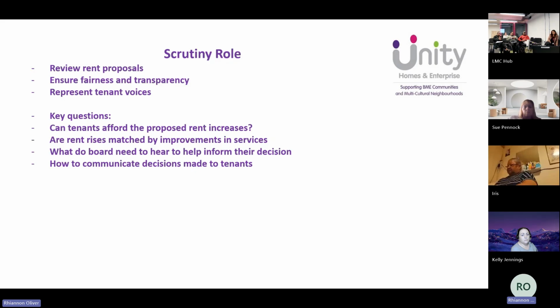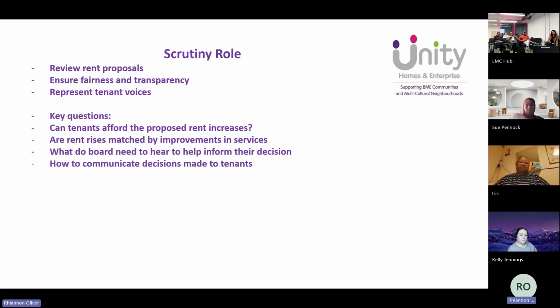So I suppose it's thinking about, can tenants afford those proposed increases? Is that matched by an improvement in the service delivery and or investment in properties? What do you think the board actually need to hear to think about what goes into the report and what they see as part of that? And then the other bit that's really important is how we're communicating the decision that's been made back out to the full tenant group.